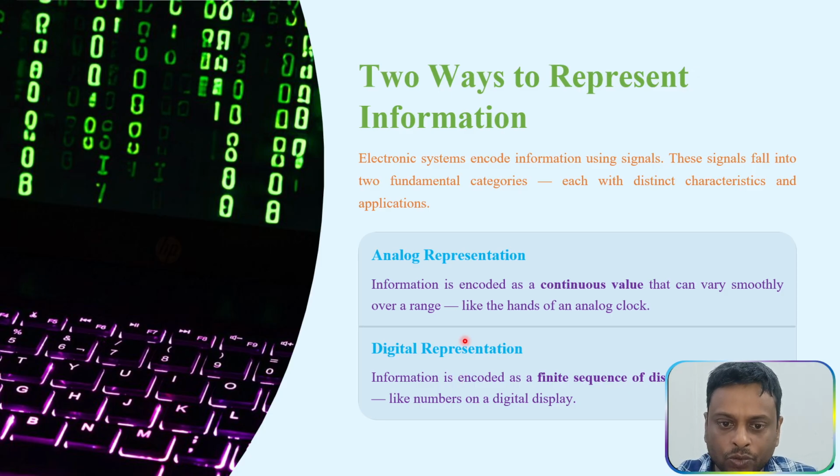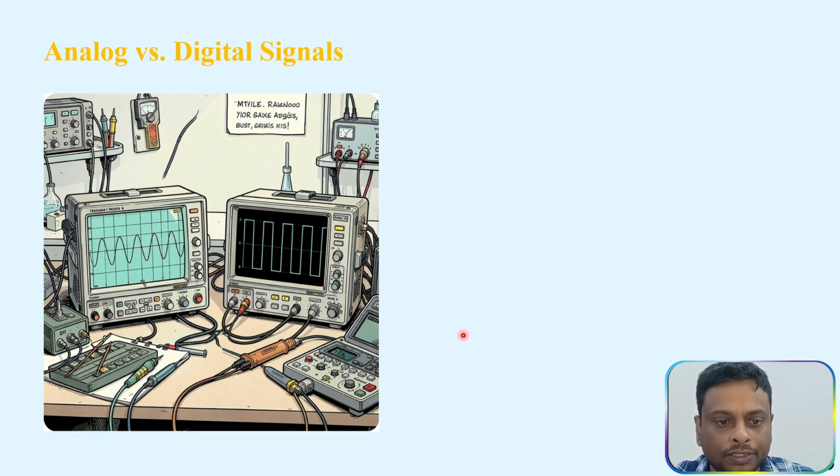So there are two ways to represent information: one is the analog representation, the second is the digital representation. Let us see analog versus digital signals. On the left side of this oscilloscope, this signal is an analog signal. It varies at every instant of time, so at every instant on the time axis we have some value. On the right-hand side, only two values are possible, 1 and 0. We have a finite number of values in digital signals.